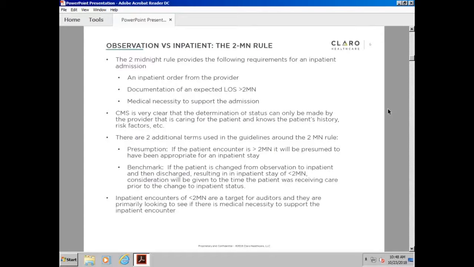So inpatient encounters of greater than 2 midnights, less than 2 midnights, are a target for auditors. They may look at that, and let's say the patient didn't stay longer, but if we have that support that initially we thought that they were inpatient, but they just improved quicker based on that presentation, we have that support there. So ED recommendations and documentation are very important.